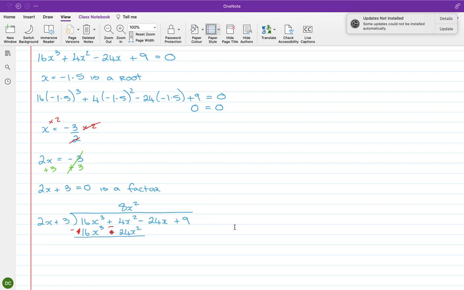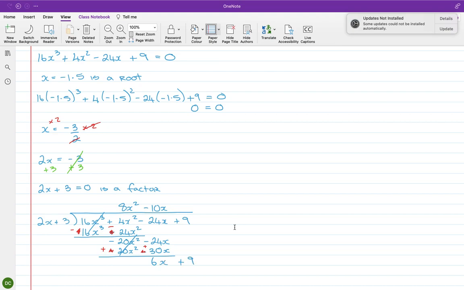So the 16's cancel, and it leaves me with minus 20x squared, and bring down the minus 24x. Start the process again, so divide the 2x into the minus 20x squared, and I get minus 10x, and then that multiplies out to be minus 20x squared minus 30x. This minus, sorry, becomes a plus. So my 20x squareds are gone. And that gives me 6x. And then bring down my 9.